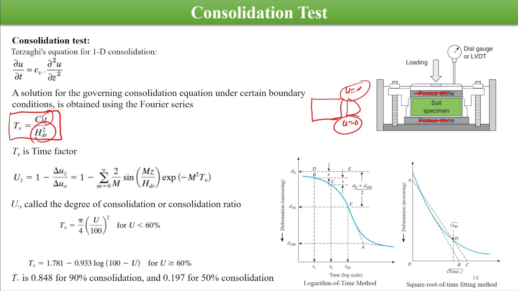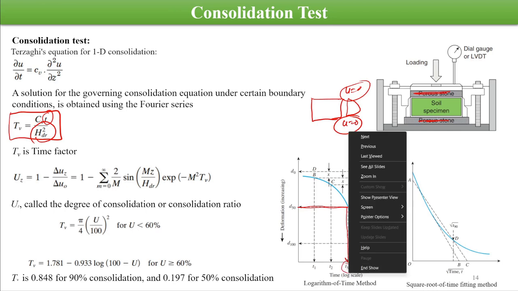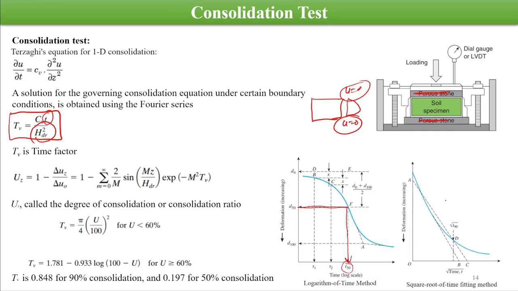So, if you see here, this TV is the time factor, and to obtain the value of the TV, two methods are used. The first one is the logarithmic of time method, and the second is the square root of time fitting method. In the logarithmic of time method, we plot the deformation versus time on the log scale, and then we obtain the time corresponding to the 50% settlement using certain rules, that is small t50.